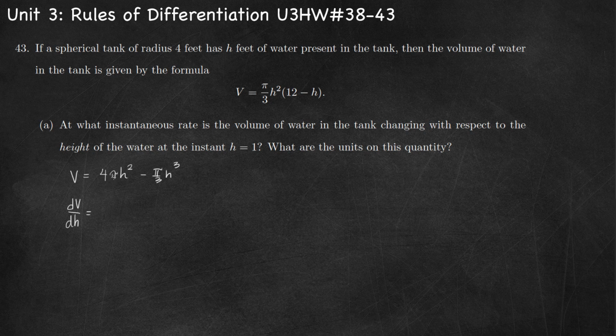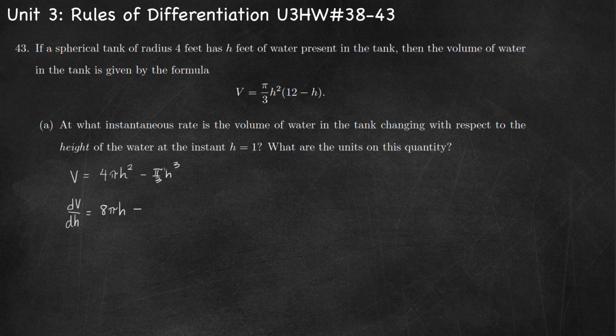The derivative of 4 pi h squared, the 4 pi is constant, so we can use our constant multiple rule and our power rule for h squared. The derivative of h squared is 2h. So 4 times pi times 2 times h is 8 pi h.